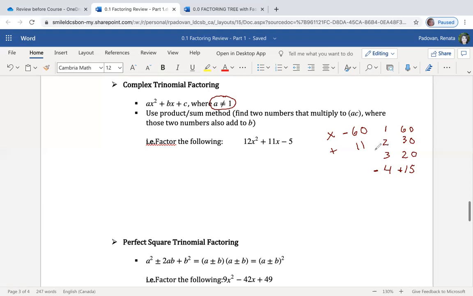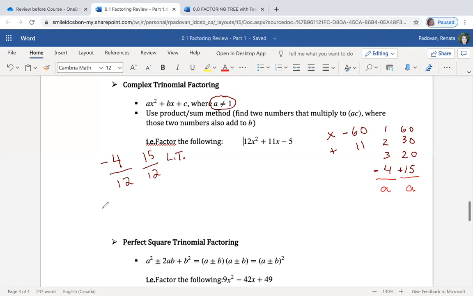So the only difference though with complex factoring is that when you have your answer, you need to divide by the a value because a is not 1. So over here I have negative 4, just because I'm running out of room on the right side here. So negative 4 divided by, what is my a value here? 12. And positive 15 divided by my a value of 12. And then I want to get it in lowest terms before I can put my answer in brackets.